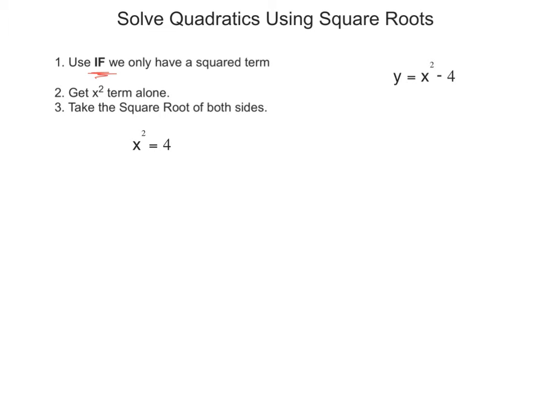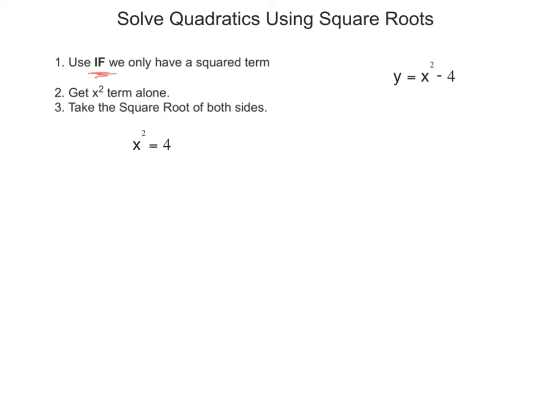So the first thing that we're going to do is check to see if we only have a square term. Then we're going to get our x squared term alone. So if x squared has the 4 on the same side as it, this one does not. See how the x squared is by itself, whereas over here on the right-hand side of the screen, the x squared is with the -4. We want to get the x squared term alone.